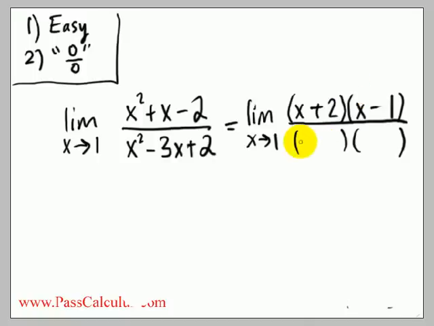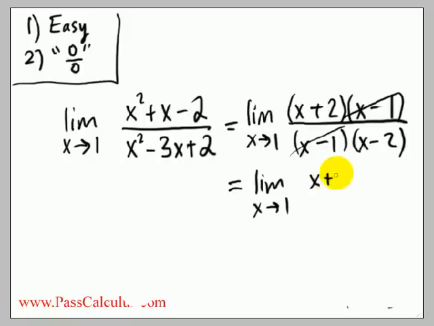And the bottom, x here, x there, each is going to be x minus 2 and x minus 1, right? There we go. Now look, x minus 1 on top and bottom. Let's get rid of those. What does our new limit become? The limit as x goes to 1 of x plus 2 over x minus 2.